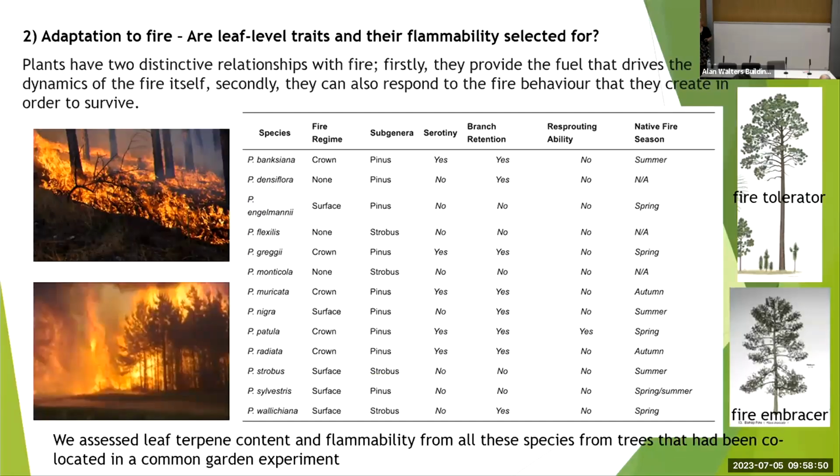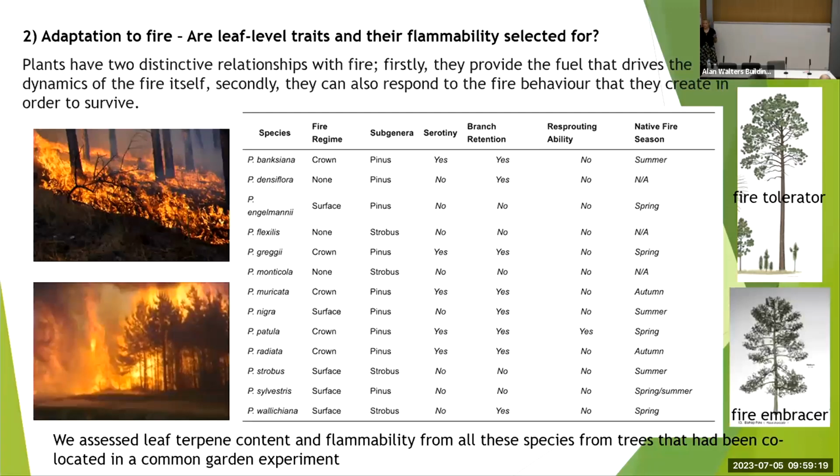So then we wanted to ask, well, are leaf level traits and their flammability selected for? In other words, do they confer a fitness advantage in certain fire environments? So plants have two distinctive relationships with fire. Firstly, they obviously provide the fuel that drives the fire, but they can also adapt to the dynamics of the fire itself. And they can also then respond to the fire behavior that they create in order to survive.